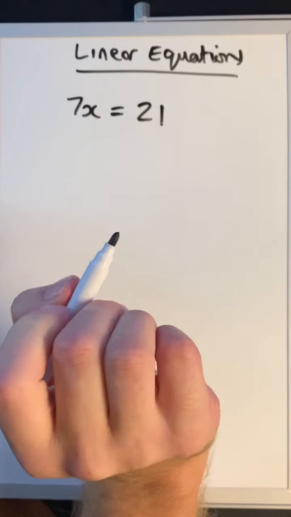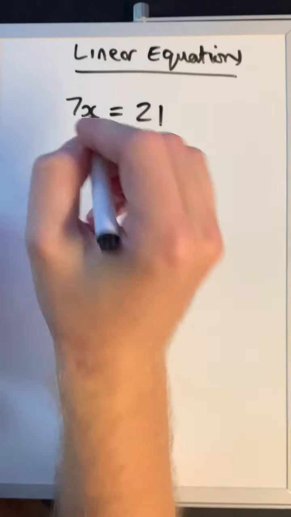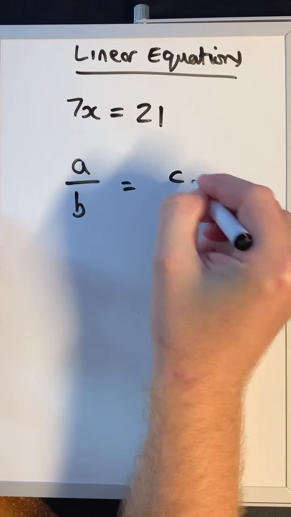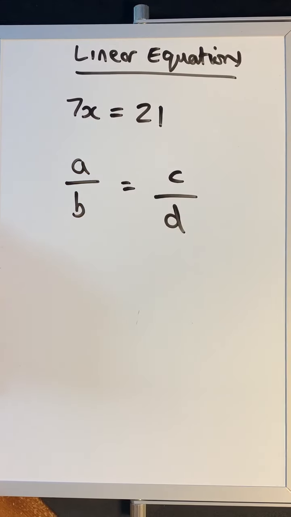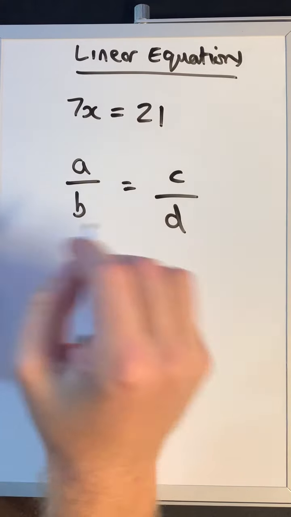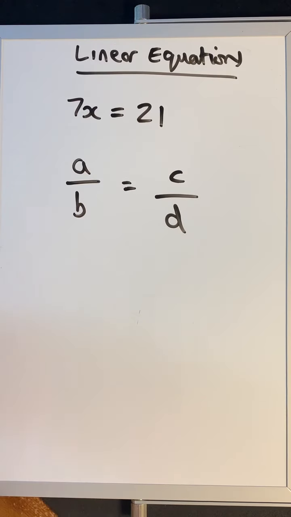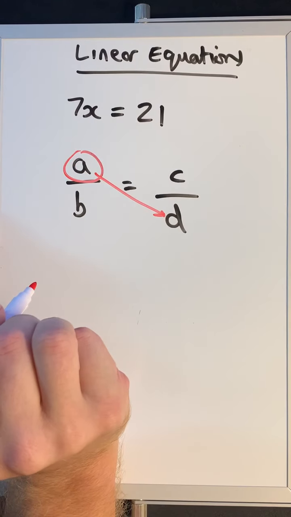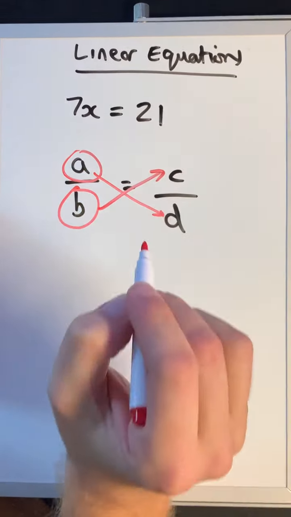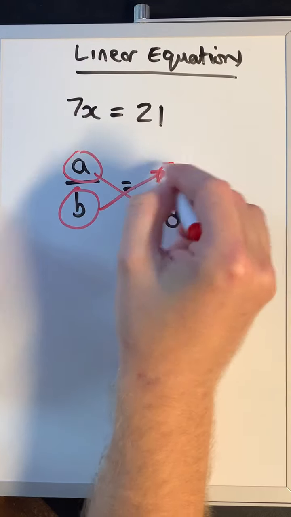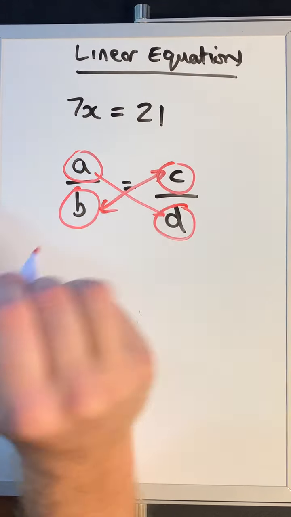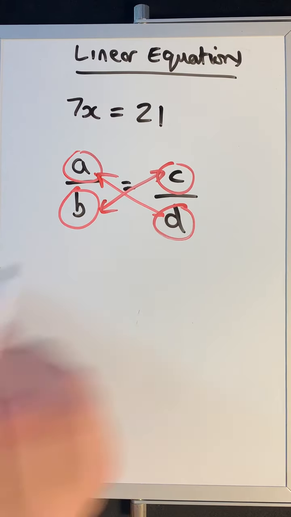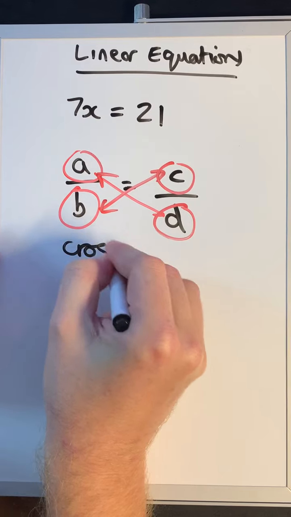Now what I mean by cross multiplication is if we've got something in this form, we can take each of these terms diagonally through the equal sign. So I could take this a here down to the bottom right. I could take this b up to the top right. Or conversely, I could take this c down to the bottom left. I could take this d up to the top left. So this is what we call cross multiplication.